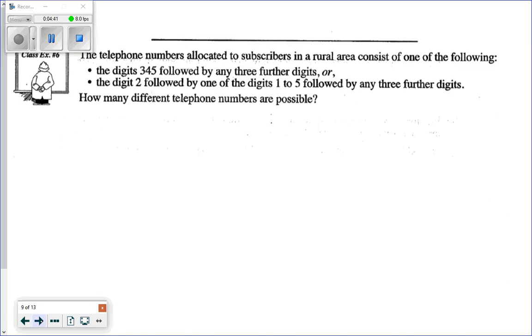Okay, so this is kind of like what we did yesterday, now combined with this word "or." It says the telephone numbers allocated to subscribers in a rural area consist of one of the following. The digits 345, followed by any 3 digits, or the digit 2 followed by one of the digits from 1 to 5, followed by any 3 further digits.